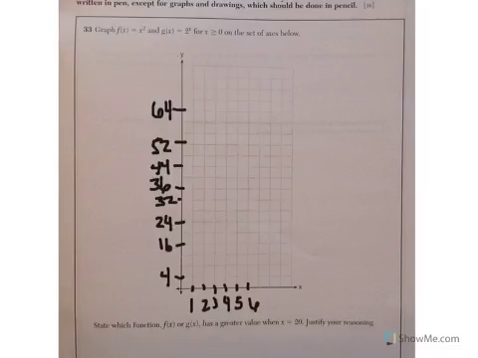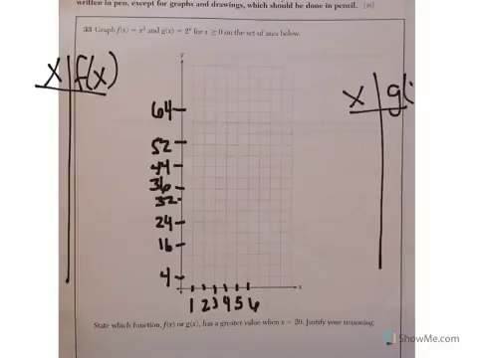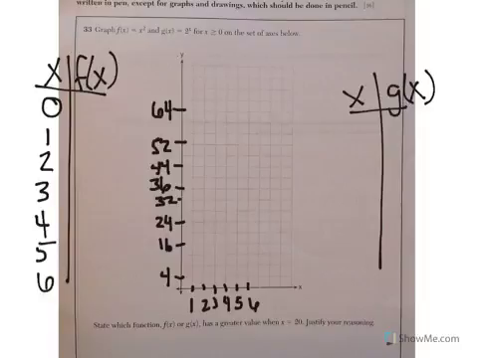Here's question 33. It says graph f of x, which equals x squared, and g of x, which equals 2 to the x, for x values that are greater than or equal to 0 on the set of axes below. So what I'm going to do is I already labeled some of my x and y values that I'll need, and I'm going to write my t-tables for f of x and for g of x. So starting with 0, I'm going to go just up until 6, for both x values.